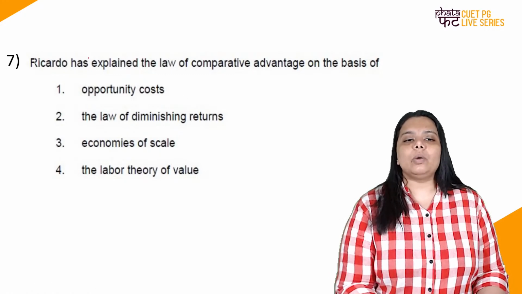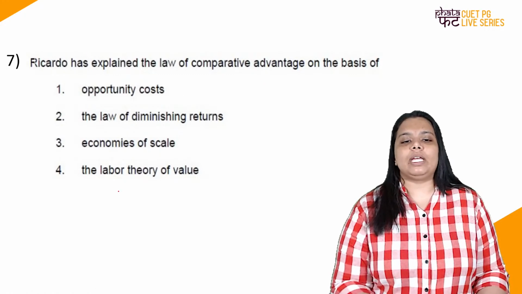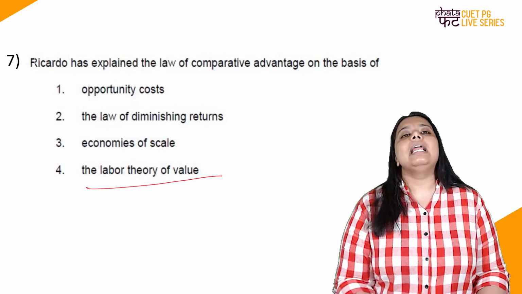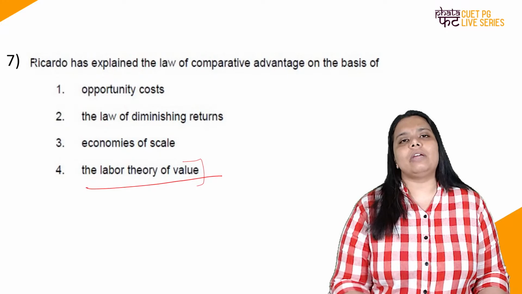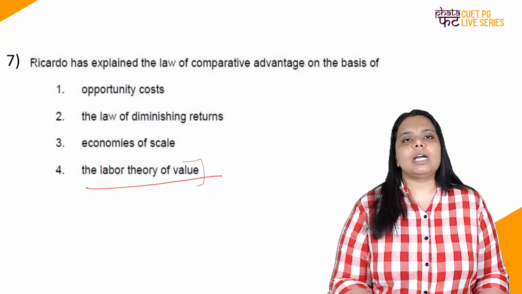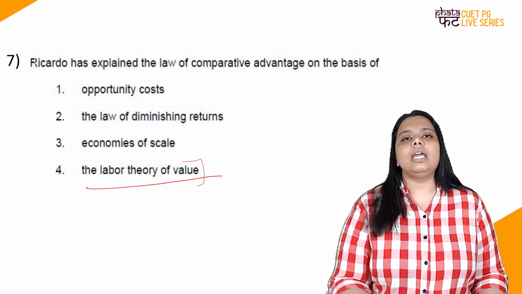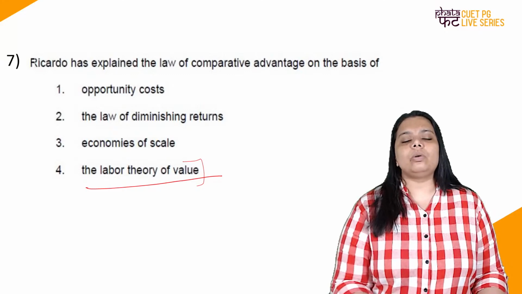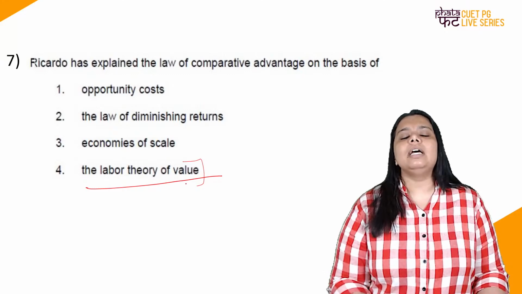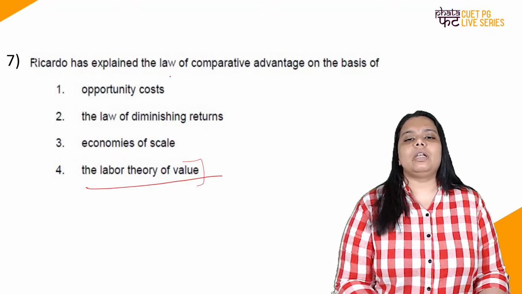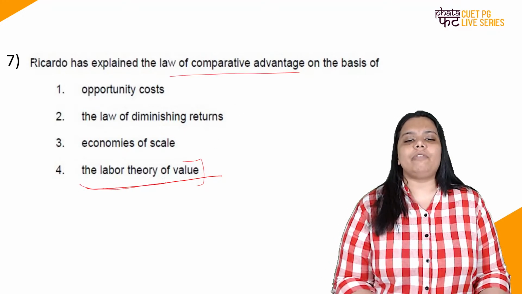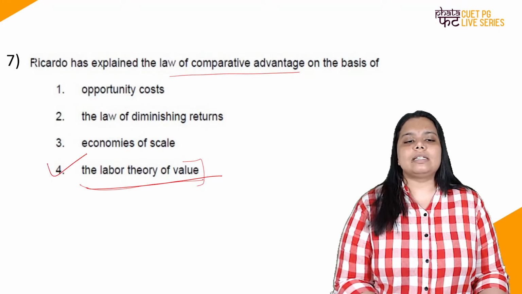So when Ricardo explained the law of comparative advantage, he used the concept of labor theory of value. But the labor theory of value says labor is the only factor of production. He did not consider anything else because he proposed it in the early 80s. So at that time labor was mainly considered the factor of production. So he explained the law of comparative advantage on the basis of labor theory of value. So the answer is option 4.